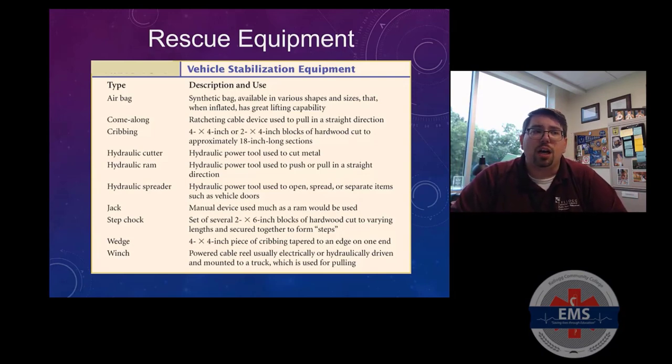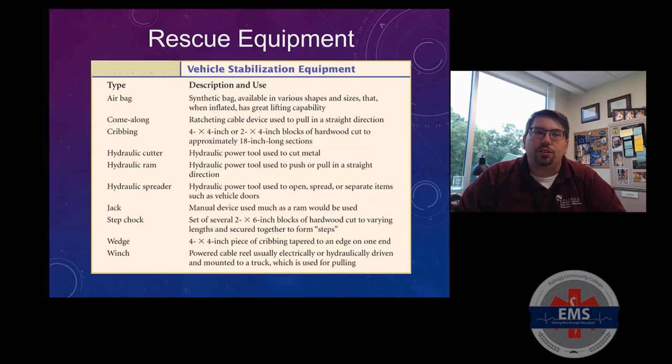We have hydraulic cutters, which is a hydraulic power tool that we use to cut metal of a vehicle or other components. A hydraulic ram pushes or pulls in a straight direction, and then a hydraulic spreader can easily be used to force open, spread, or separate items such as a vehicle door. We also have things like jacks, which are common lifting devices. We may have a number of jacks that we use.